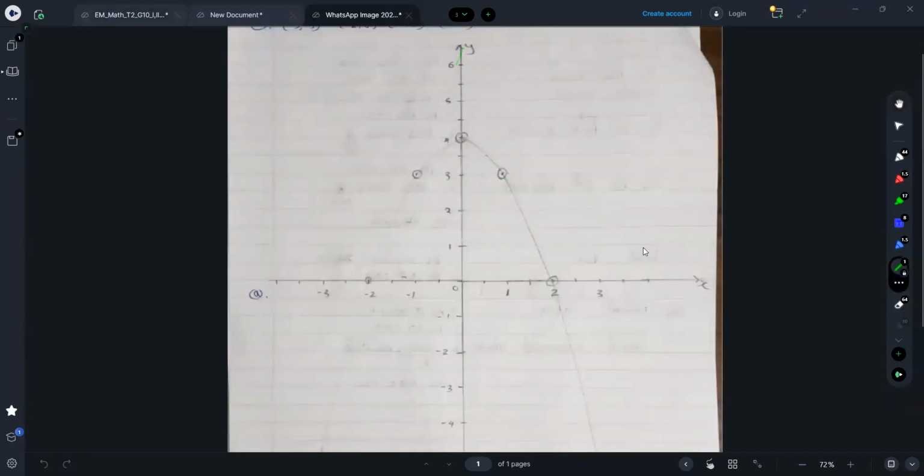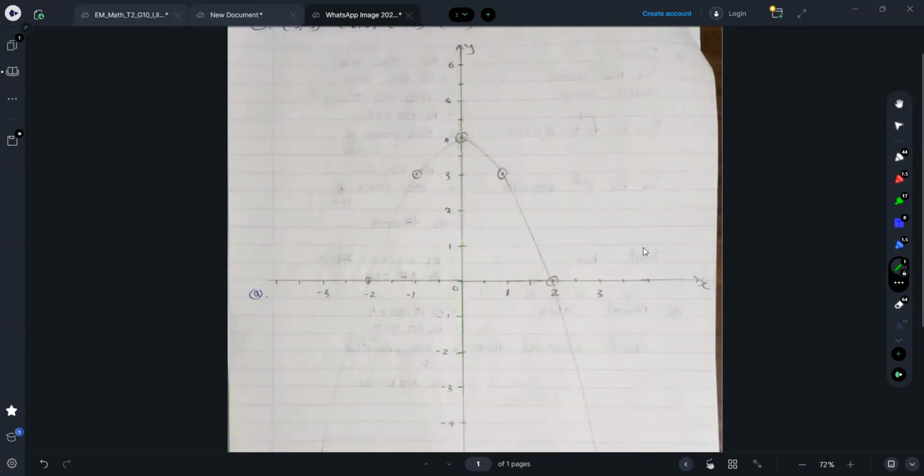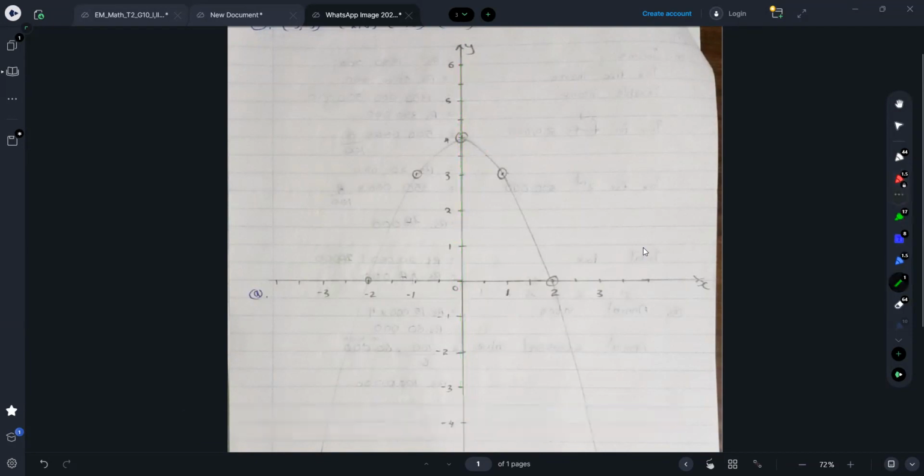Any guesses? Now, this should be the equation of axis of symmetry. A straight line. It was a straight line, it should look like this. Clearly, it should divide the graph into two parts. Then, here, the equation of axis of symmetry is x equals to 0. First one, x equals to 0, axis of symmetry.